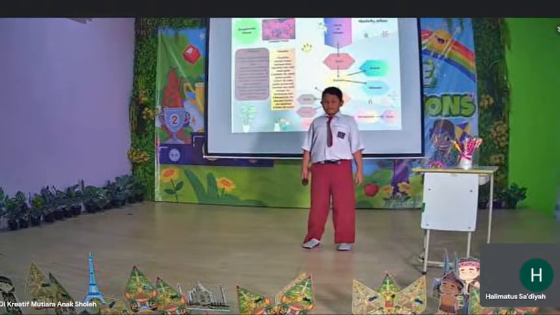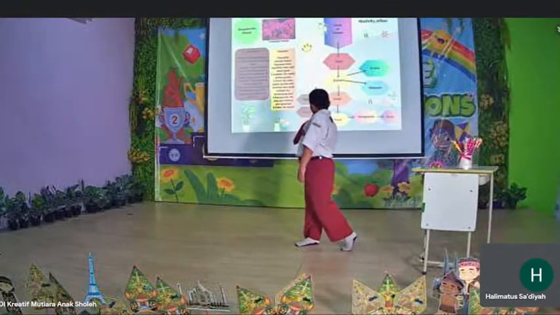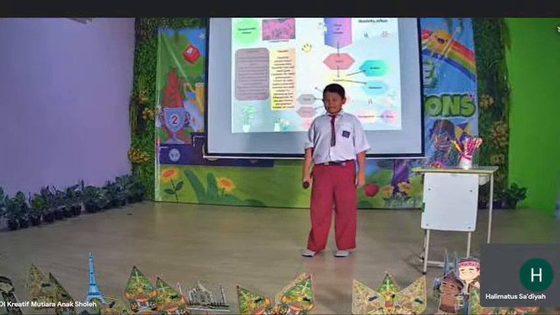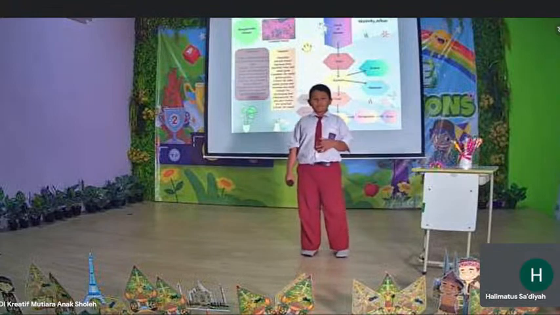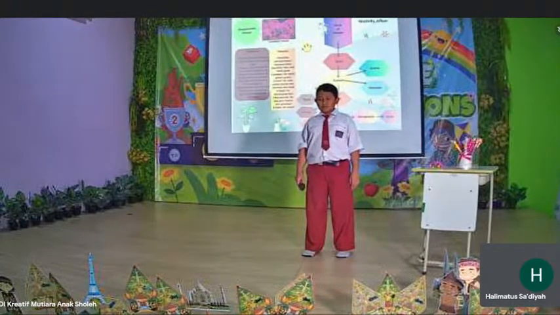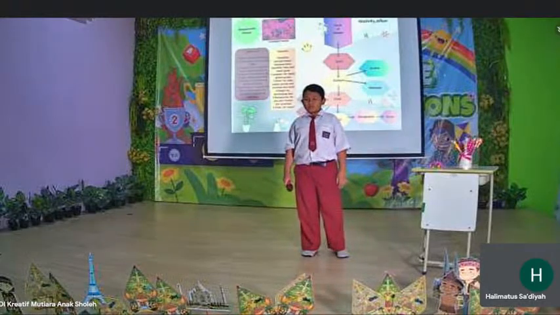Okay, thank you Kak Afkar. That's about bougainville flower. So, Ustazah now has one question for you Kak Afkar. Please Kak Afkar explain why flower is important to the development of the plant.